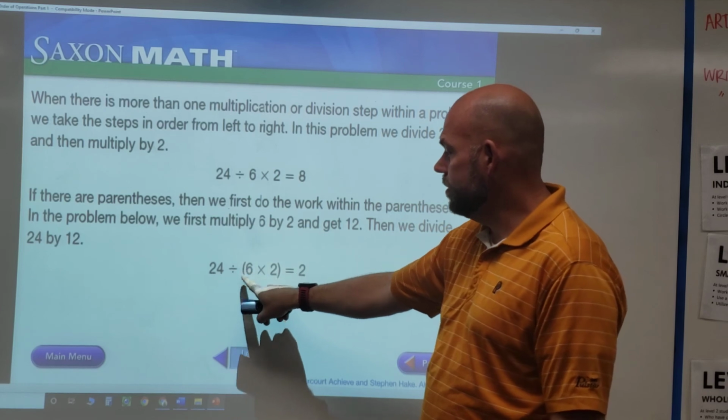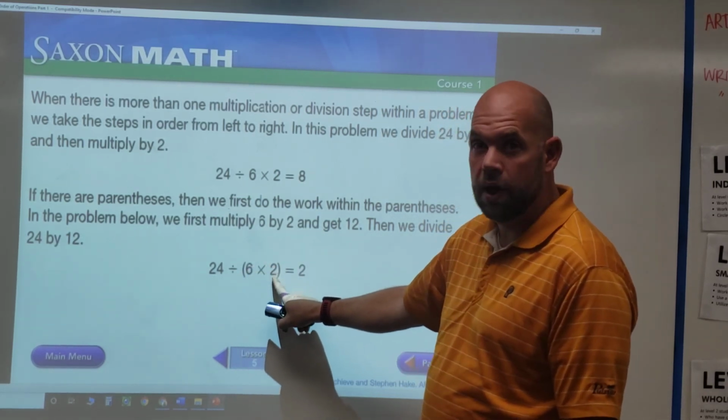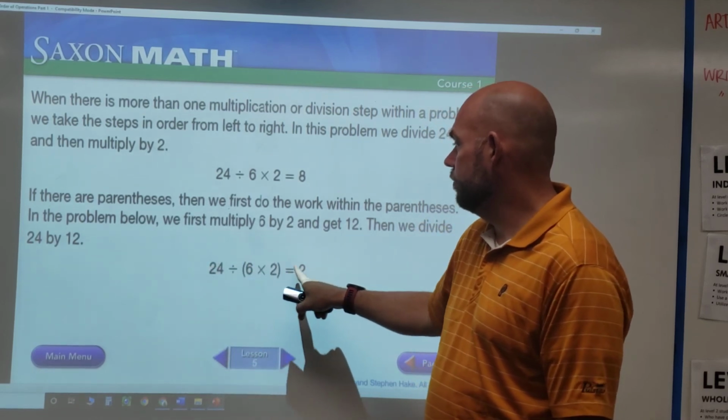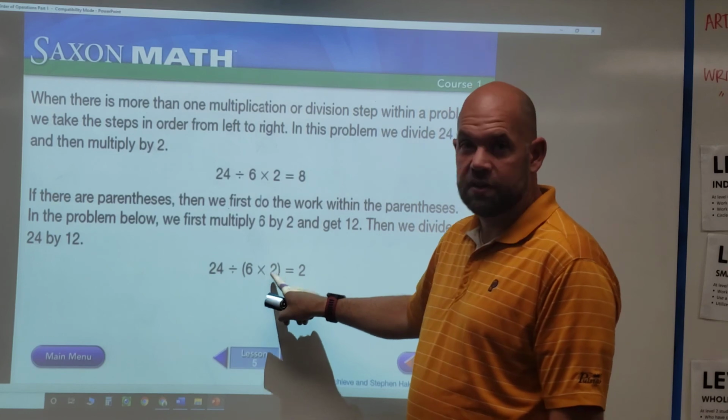But if we put the parentheses on, then we need to do the parentheses first. So 6 times 2 is 12. 24 divided by 12 is 2. Again, we get different answers if we do what's in parentheses first.